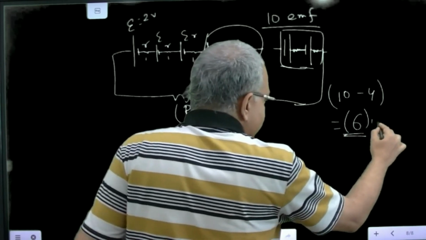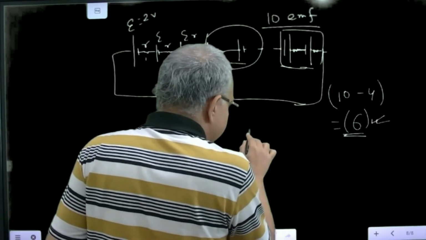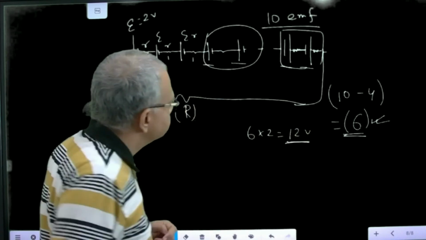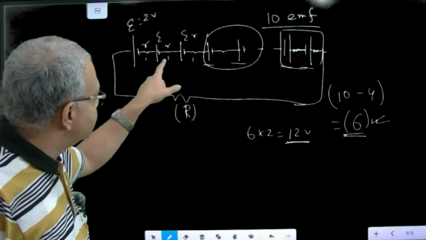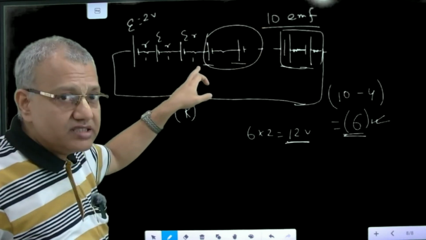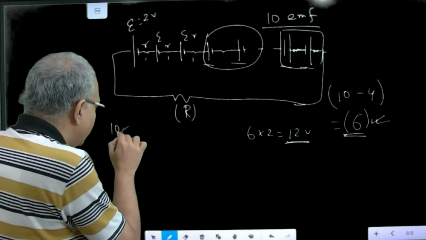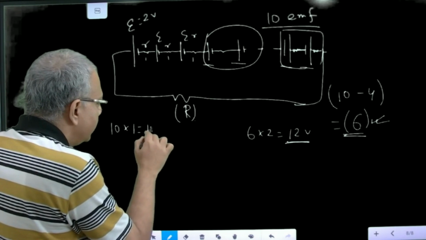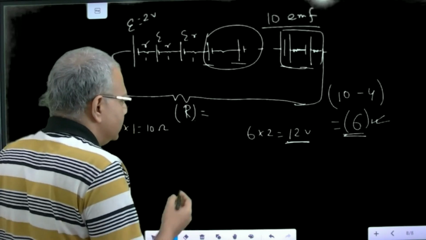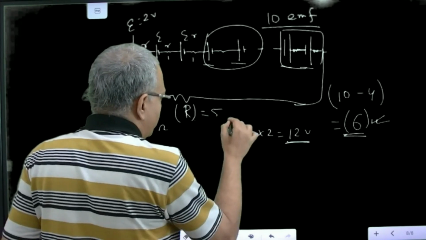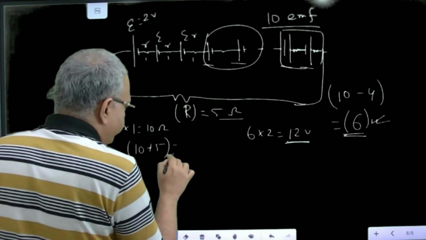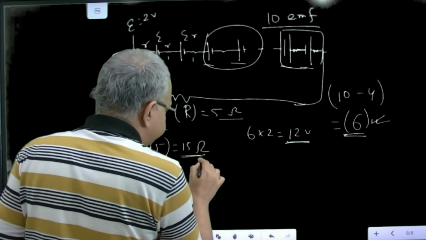The 6 cells are effective. So 6 minus 2, I'm going to have 12 volt. And what is the total resistance? You know, this has EMF, and 10 internal resistance is there. So 10 into 1 is equal to 10 ohm. And if the external resistance, I'm going to think, is just like 5 ohm, the total resistance 10 plus 5 is equal to 15 ohm.